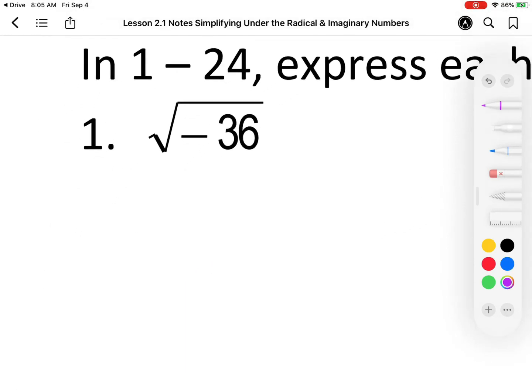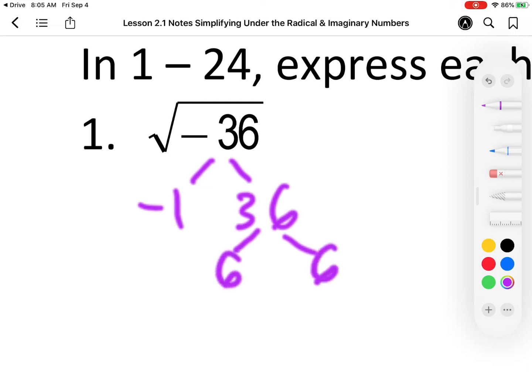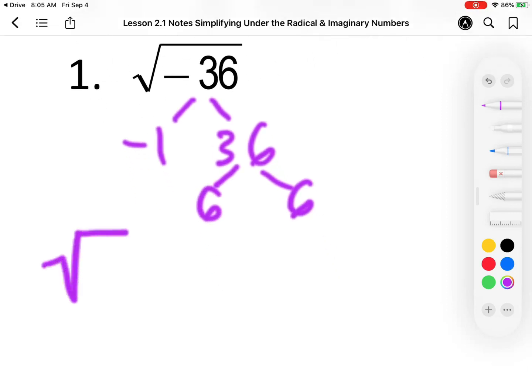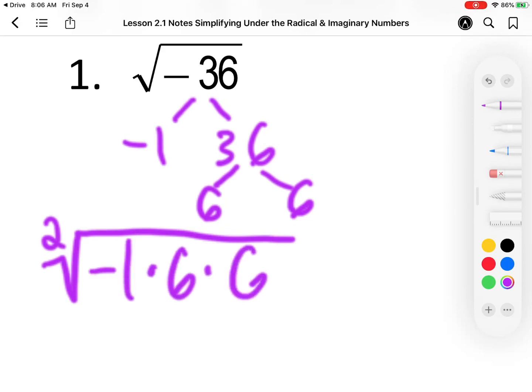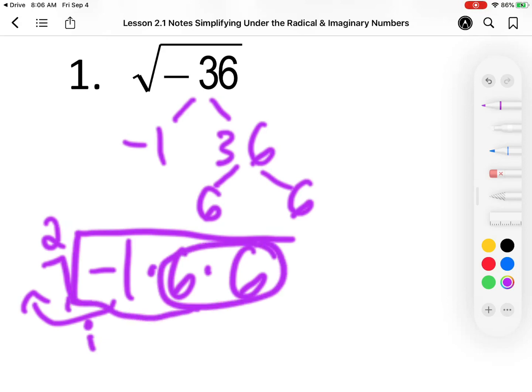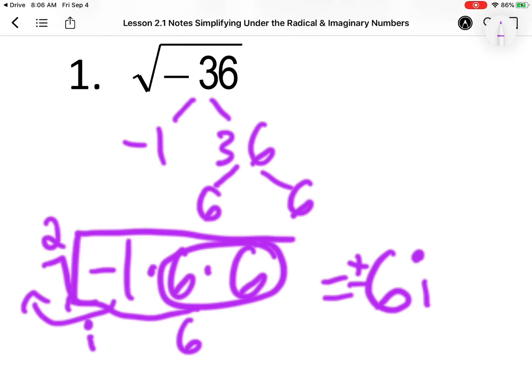So let's go over some examples. What if we had the square root of negative 36? Well, I'm going to take out that negative 1 first. So negative 1 times 36 gives me that negative 36. What times what is 36? 6 and 6. So that means we've got the square root, remembering our index is 2 because it doesn't indicate otherwise, negative 1 times 6 times 6. Negative 1 comes out as I, and the two 6's come out as a single 6. So we have plus or minus 6i as our answer.